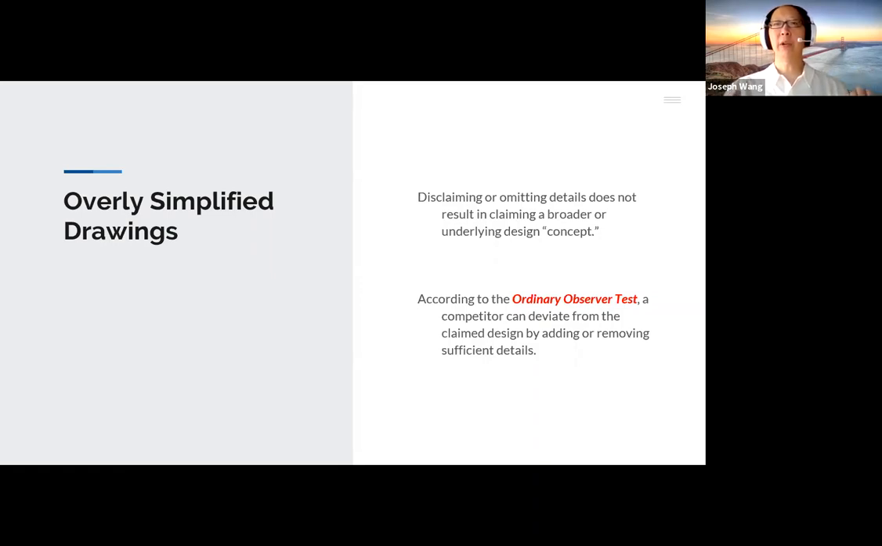And so the ordinary observer test for infringement, anticipation, and obviousness is what we should be looking at to determine how this is going to play out, and this reiterates the fact that the simpler design does not broadly encompass a more complex design. It's just a different design.